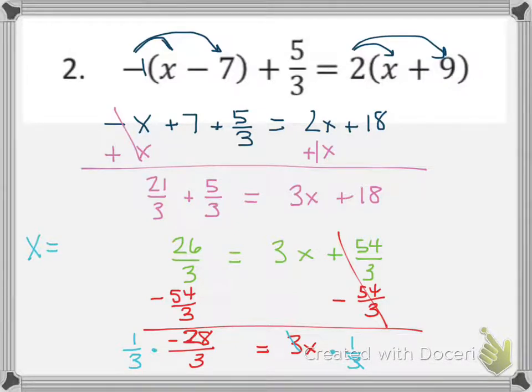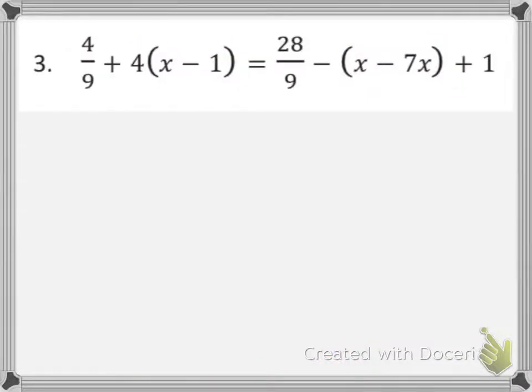Well, that's just multiplying fractions. Numerator times numerator gives me a negative 28 over 3 times 3 is 9. So x equals negative 28/9 is the value of x that makes that equation true. Next.